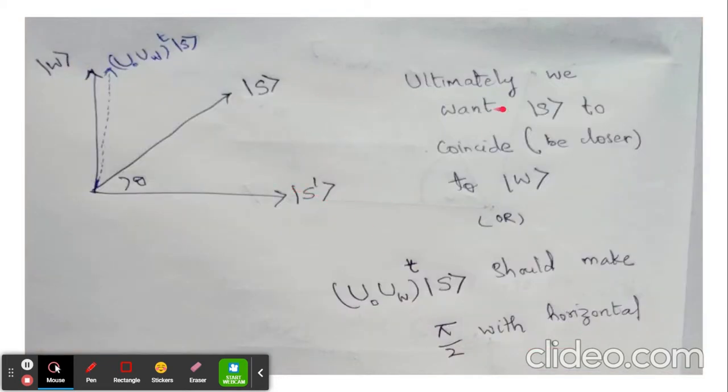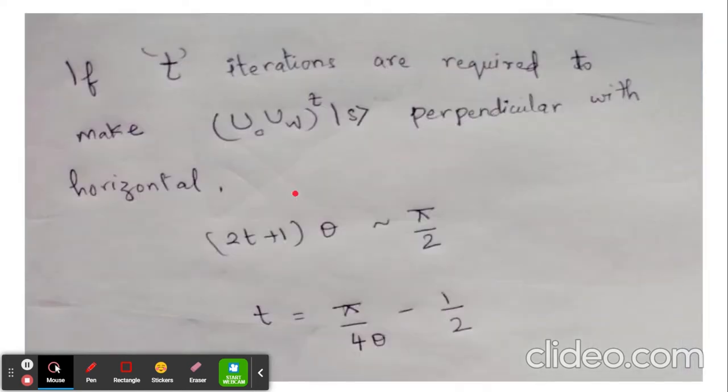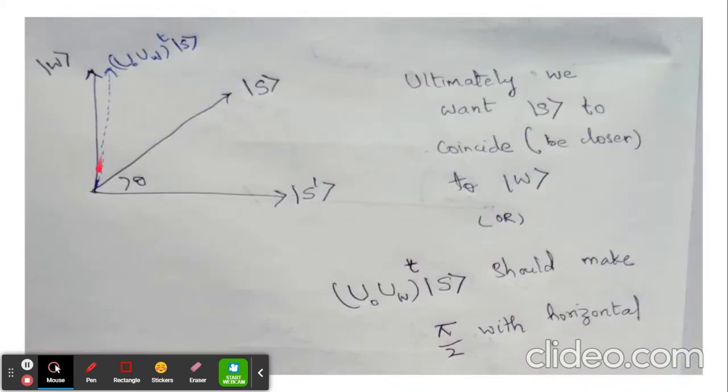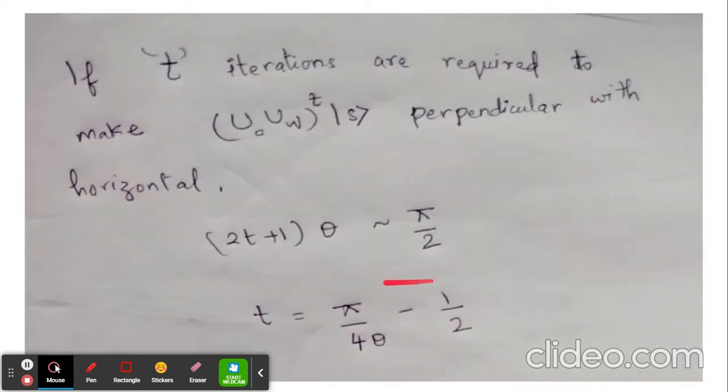Ultimately, what we want is S to coincide with W. For that, it should make pi by 2 with the horizontal after t iterations, because that's when S coincides with W. Here theta is the angle with the S dash state. So after t iterations, we substitute 2t plus 1 times theta, which should be equal to pi by 2, as the superposition state should coincide with the winning state. If we calculate, we get t as pi by 4 theta minus 1 by 2.